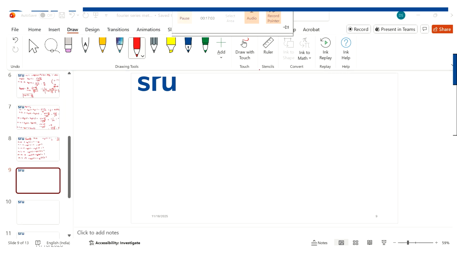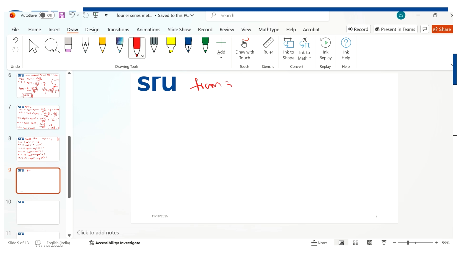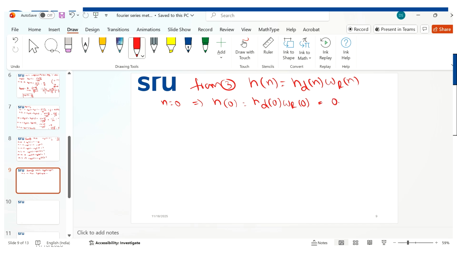Now from equation number 3, we have h of n equal to hd of n into WR of n. When n is equal to 0, then h of 0 is equal to hd of 0 into WR of 0. We know hd of 0 coefficient is 1 by 2, that is 0.5, into 1 is equal to 0.5. This is our final filter coefficient.